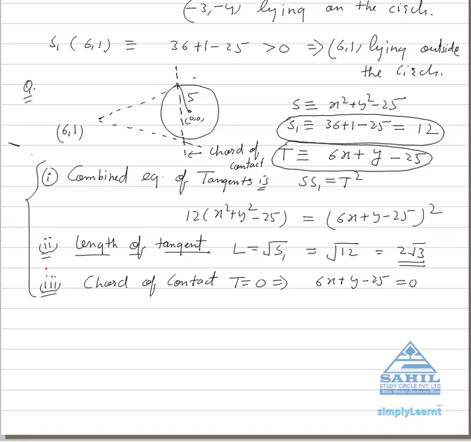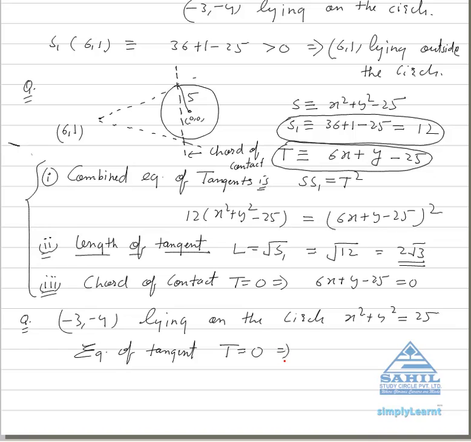Okay. Now what else we can find out? Okay, one more thing. That point minus 3 comma minus 4 is lying on the circle x square plus y square equal to 25. So what is the equation of tangent? Equation of tangent is T equal to 0. Now how to find out the equation of tangent? X square will be replaced by x x1. Now what is x1 right now? X1 is minus 3. So this will become minus 3x minus 4y is equal to 25.